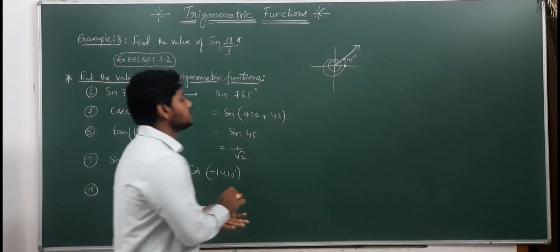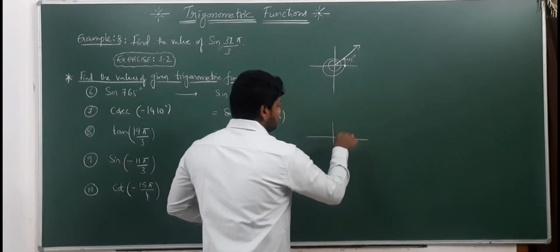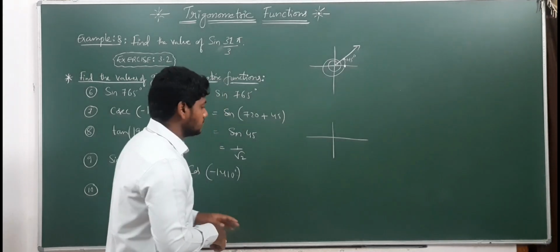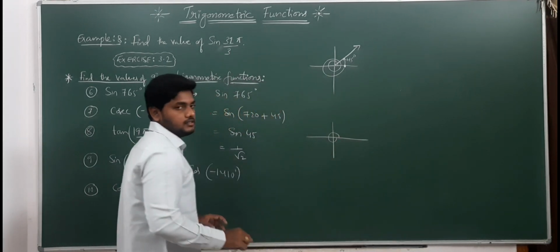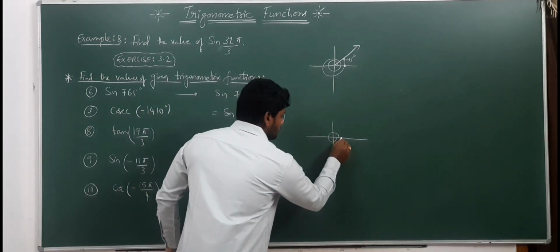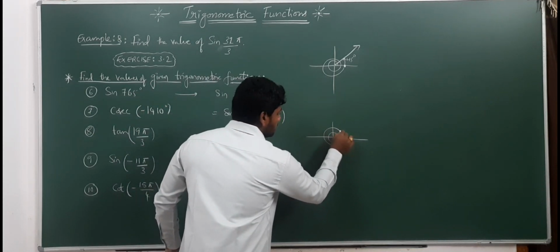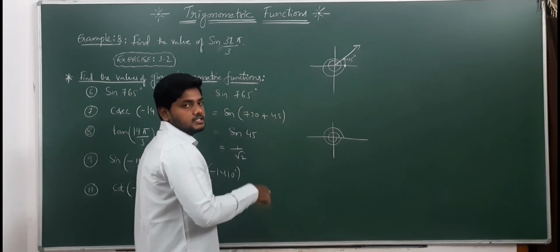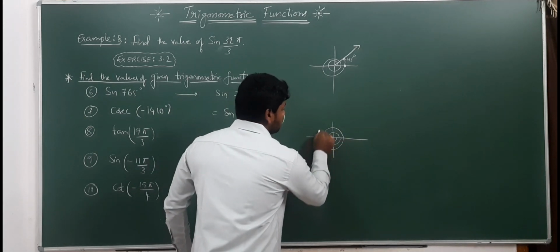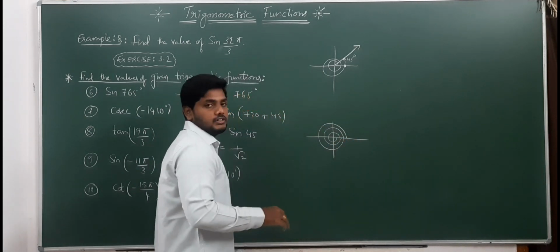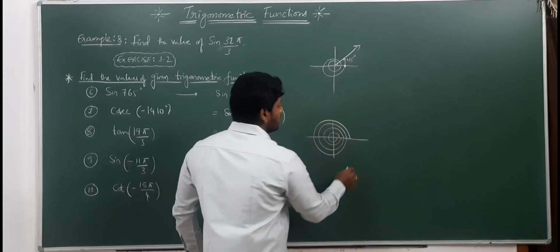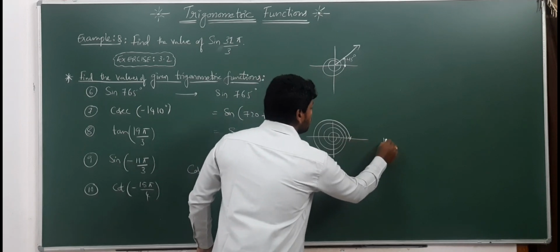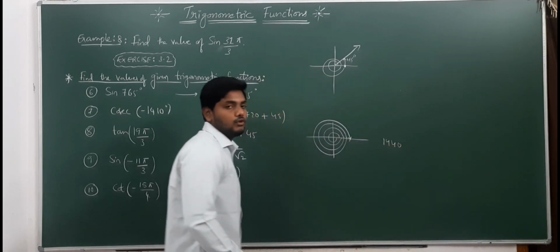Next, cosecant minus 1410 degrees. Minus 1410 means it should be rotated using clockwise direction. Clockwise means this side. So this is minus 360. Minus 360, minus 360, minus 720. Minus 720 minus 360 is minus 1080. Minus 1080 minus 360 will become minus 1440.